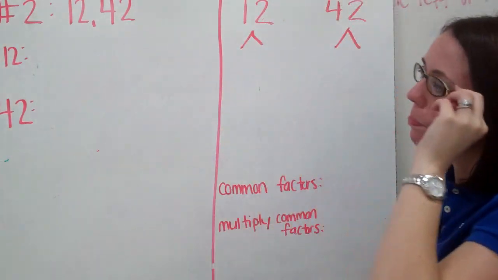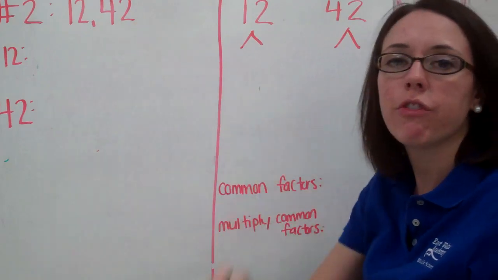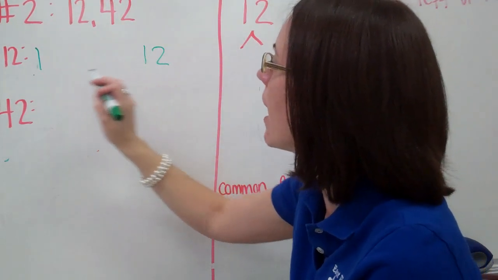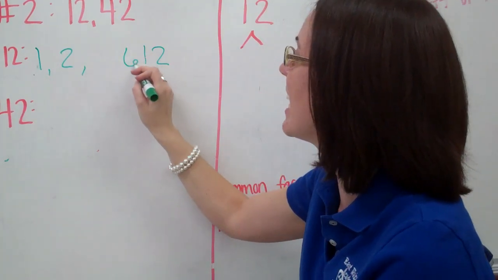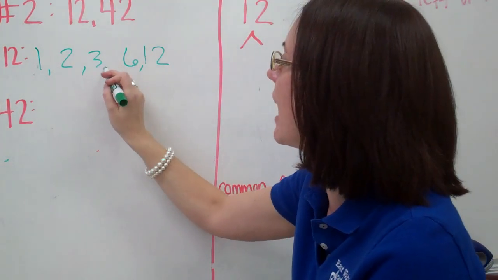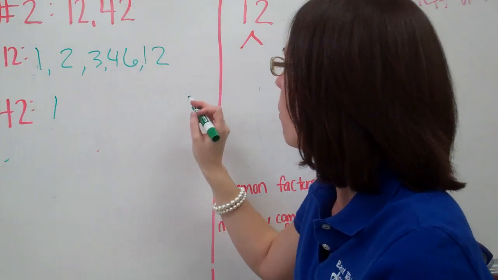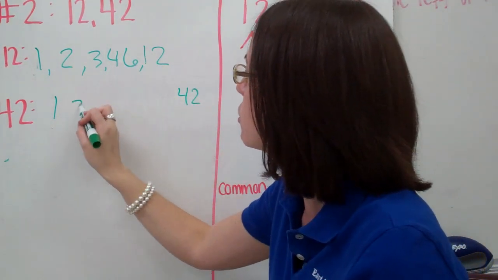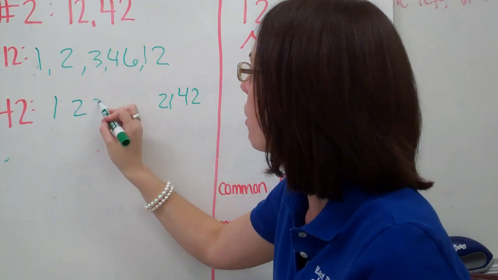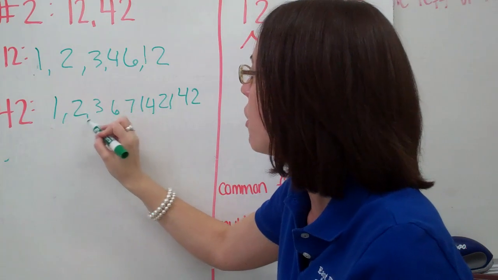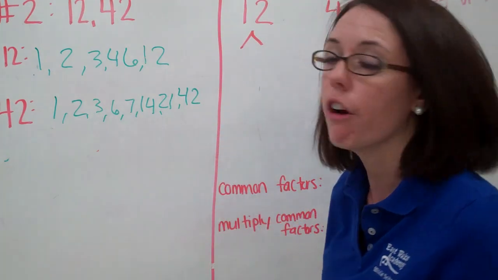Next example. What is the GCF of 12 and 42? So let's list out those factors. Factors of 12: 1 and 12, 2 and 6, as well as 3 and 4. Those are all factors of 12. Factors of 42: 1 and 42, 2 and 21, 3 and 14, 6 and 7. Those are all factors of 42.